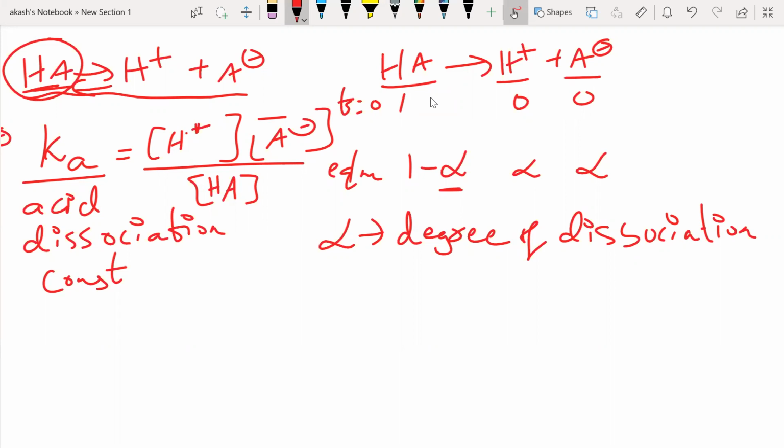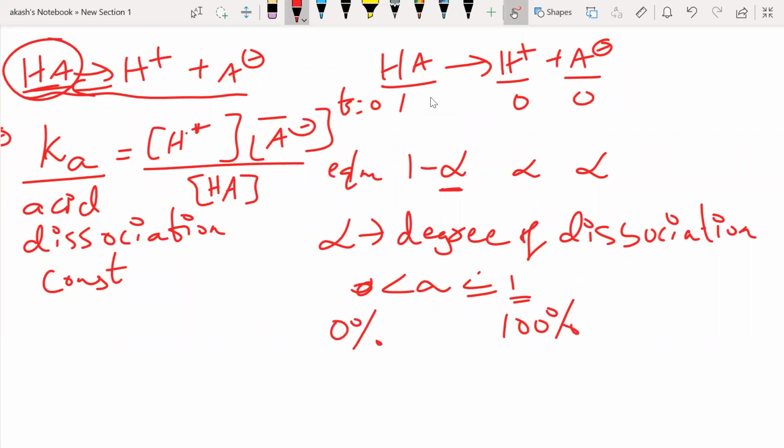Say if I tell you the alpha value is 0.3, what does that mean? That means the reaction has gone up to 30% completion. Hope you understand, right? This alpha is the degree of dissociation. So obviously the alpha value can be between 0 and 1. If it's 1, if it's totally undergoing dissociation, this represents 100%, and this represents 0%.